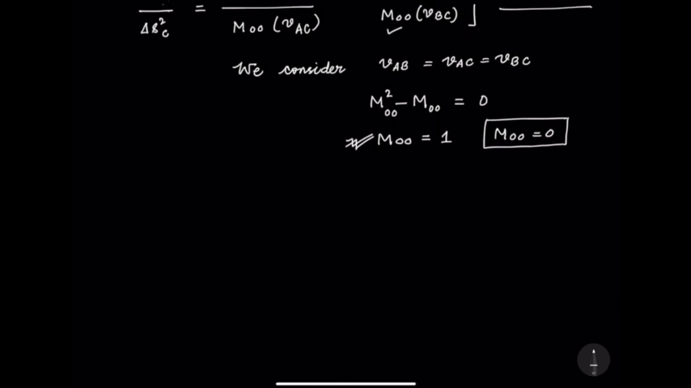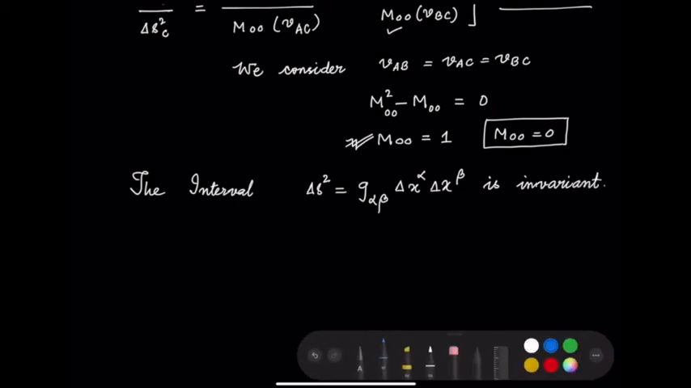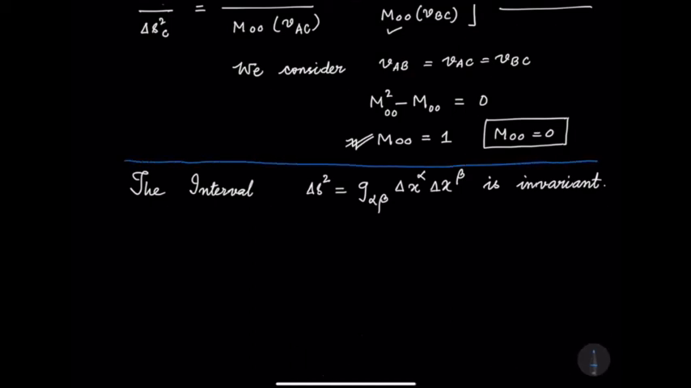Which means the interval delta S square equals G alpha beta delta x alpha delta x beta, is invariant. And that is a very, very important notion in special and even in general relativity. In fact, this is what you get from the two postulates, and everything else comes out of this, including the Lorentz transformation. I'll stop here and we'll continue from here the next day.